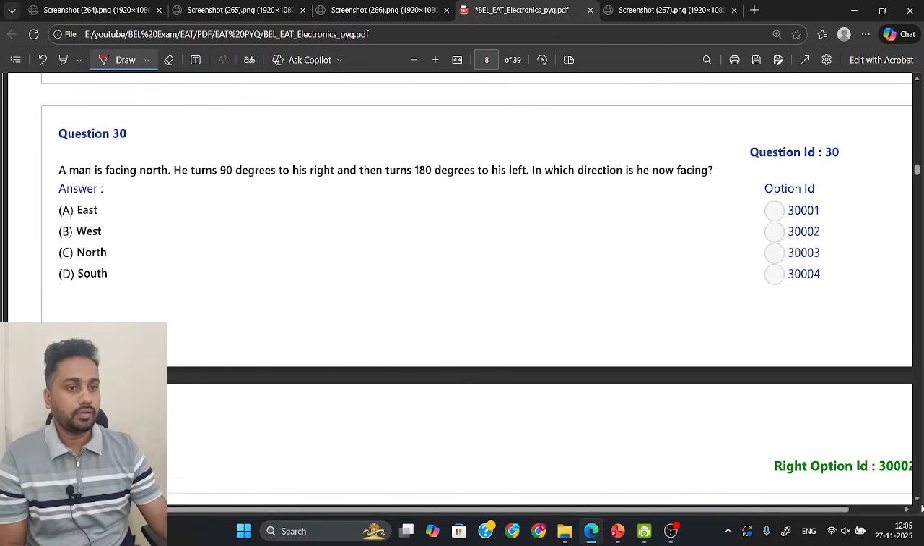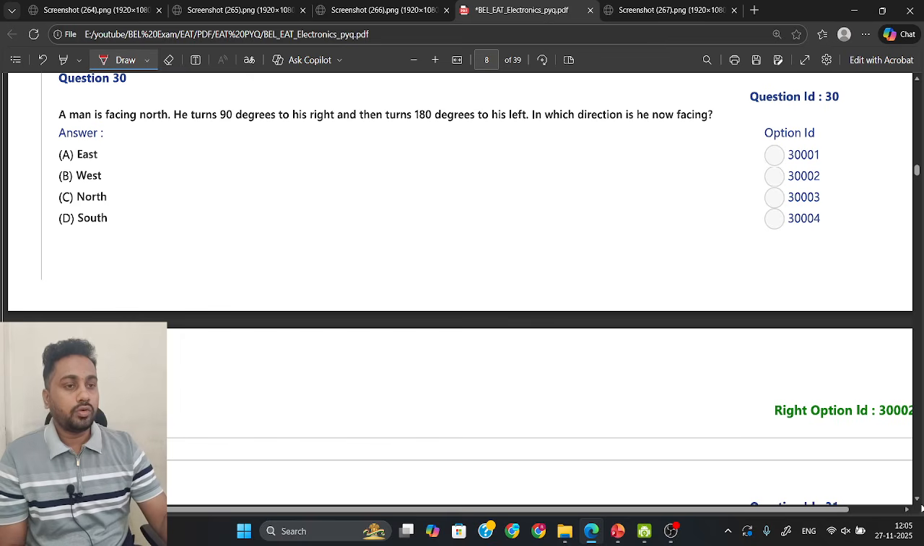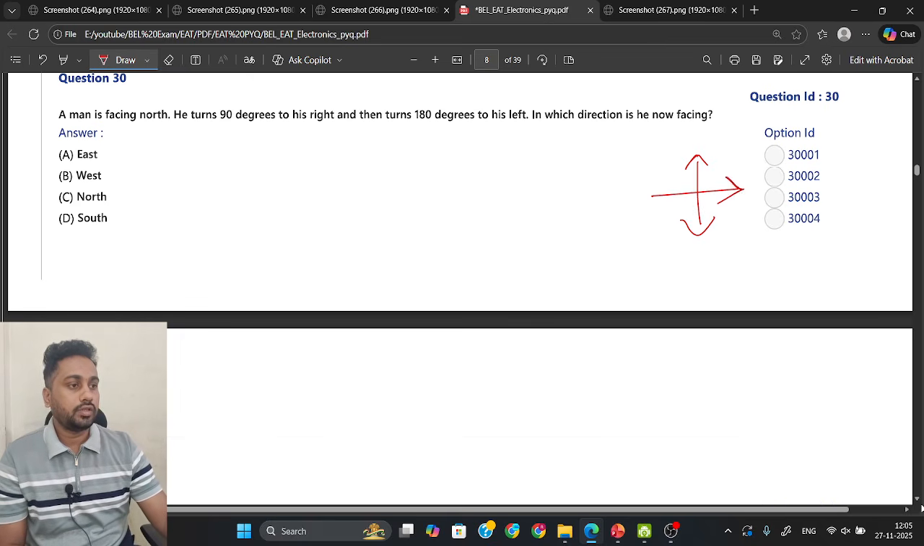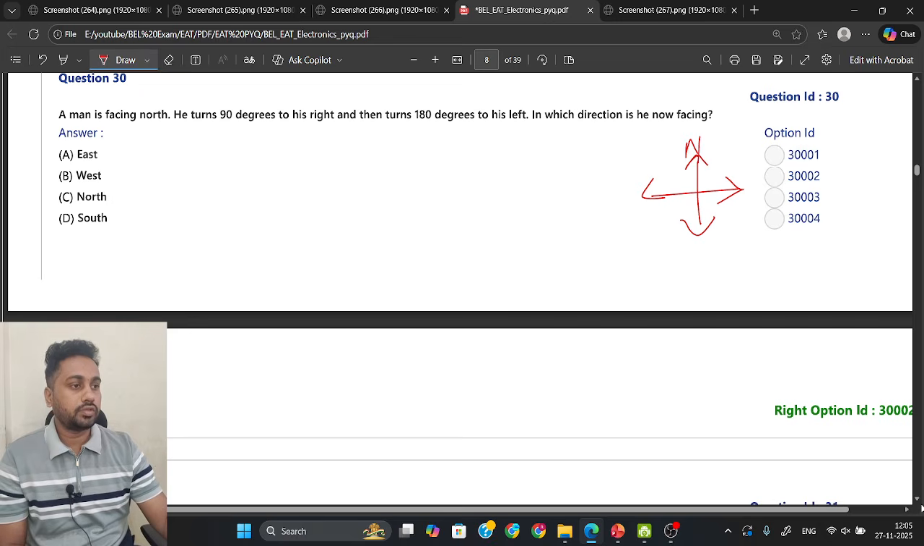Okay. A man is facing north. Again, you need to make a direction. So this is your north, this is your south, this is your east, and this is your west. Now a man is facing north. Okay, a man is there, he is facing north side. Now he turns 90 degrees to his right side. So this is left and this is right.